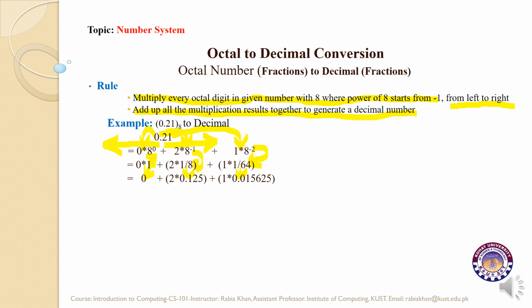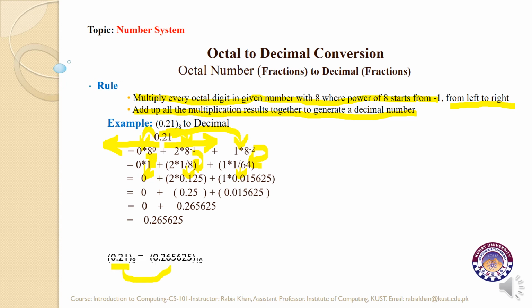So 1 multiplied by 0 is always 0. Once after multiplication, these are the results, and when we add up these products, the result is 0.265625. So how do we write the answer? 0.21 in base 8 is equal to 0.265625 in base 10. Let's see another example.